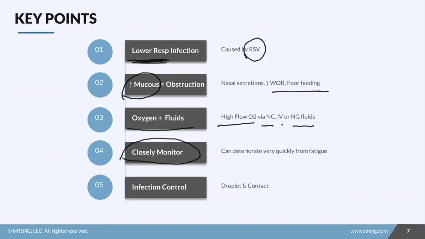RSV is spread by droplet, so our infection control is very important. So we're going to have droplet and contact precautions in place. So make sure you've got the gown, gloves, and mask on when you're going in to take care of those little ones.